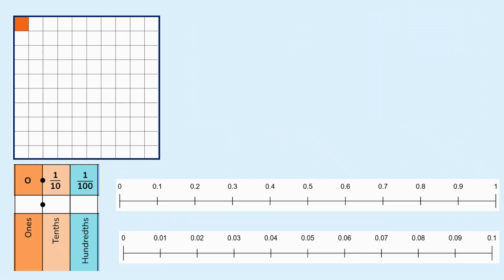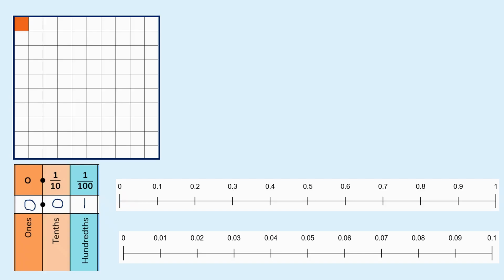On this grid, just 1 out of the 100 smaller squares is shaded. So on my place value chart, again, I've got no full grids shaded. I've got no rows or columns shaded, so I'm going to put a 0 in the 10ths column. But I've got 1 smaller square, 1/100th shaded, so I'm going to put a 1 here.